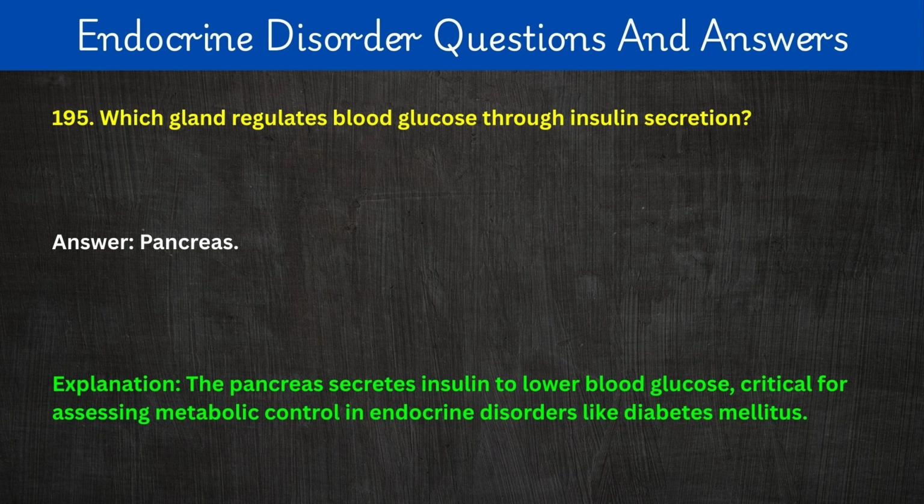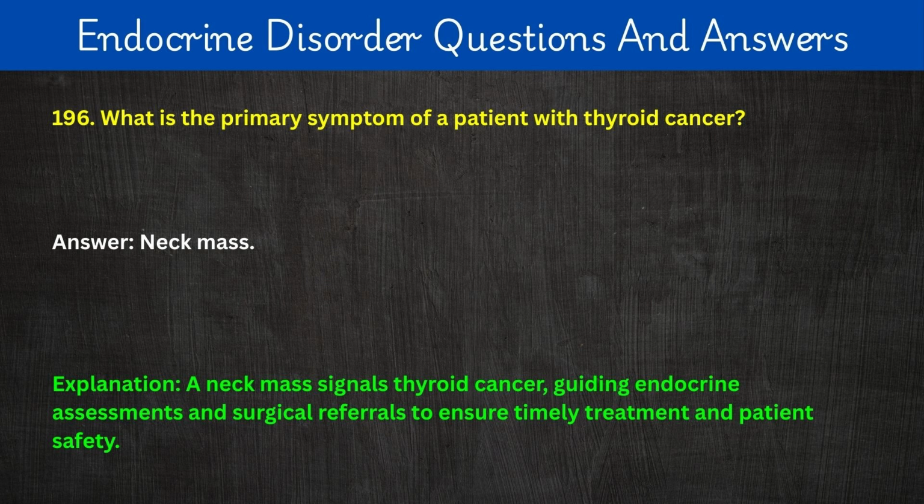195. Which gland regulates blood glucose through insulin secretion? Answer: pancreas. Explanation: the pancreas secretes insulin to lower blood glucose, critical for assessing metabolic control in endocrine disorders like diabetes mellitus. 196. What is the primary symptom of a patient with thyroid cancer? Answer: neck mass. Explanation: a neck mass signals thyroid cancer, guiding endocrine assessments and surgical referrals to ensure timely treatment and patient safety.